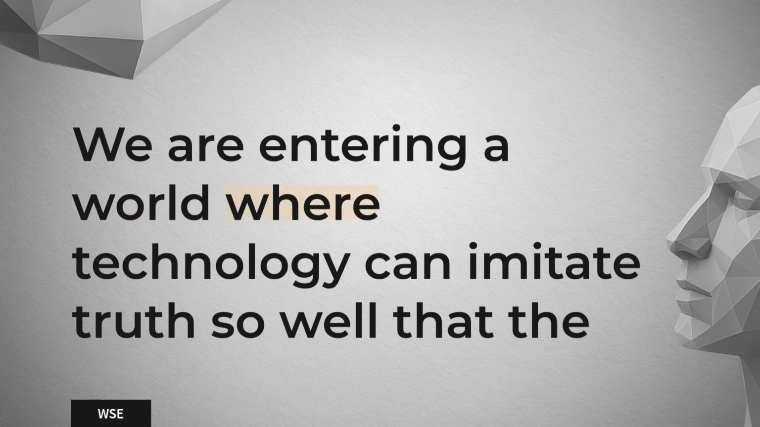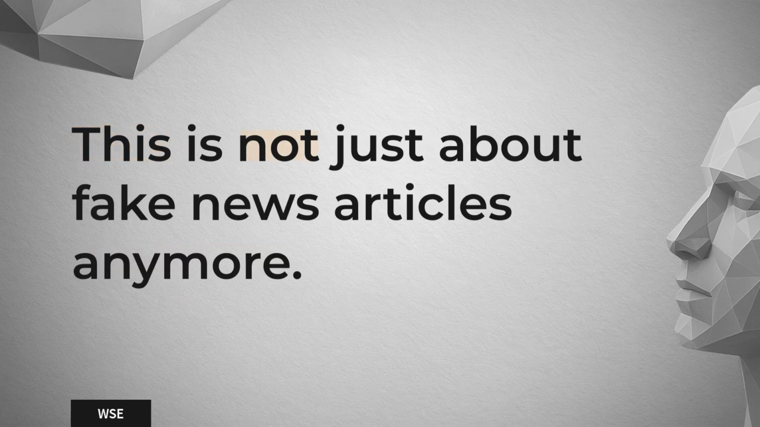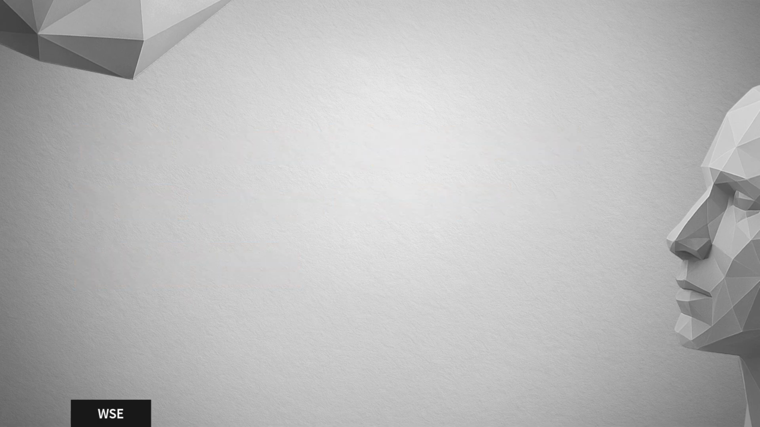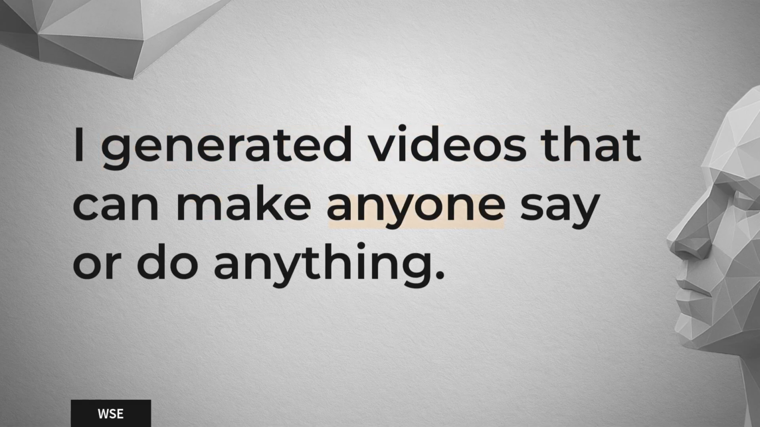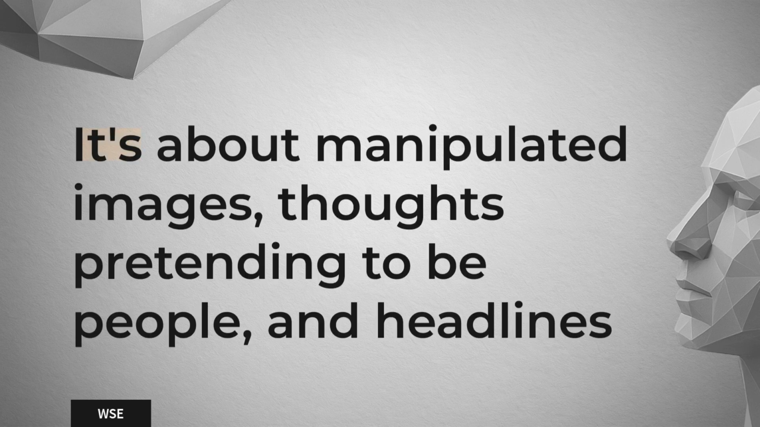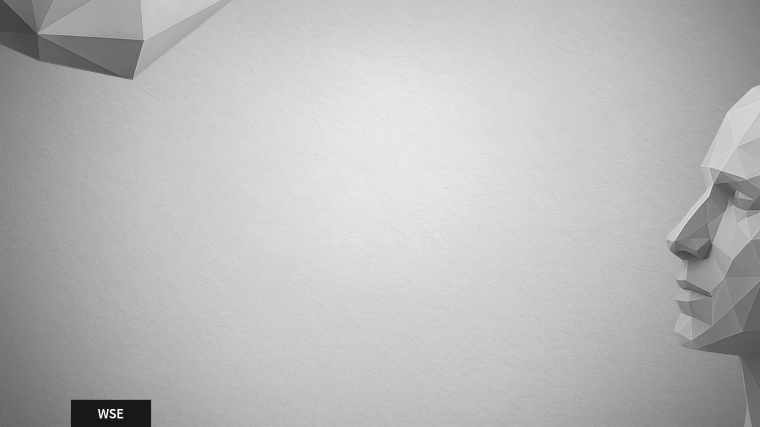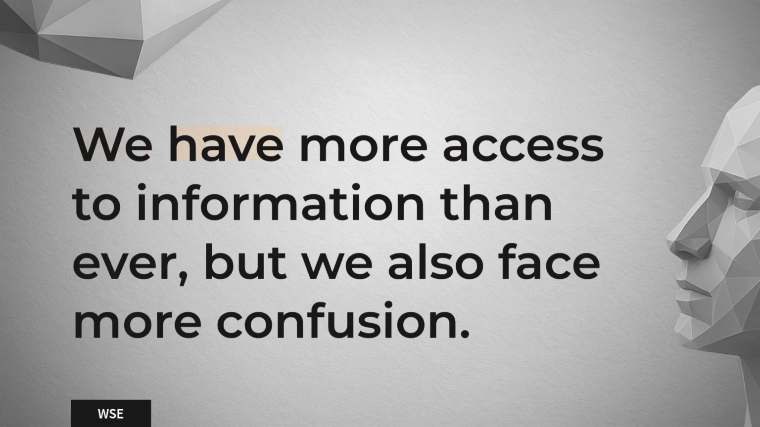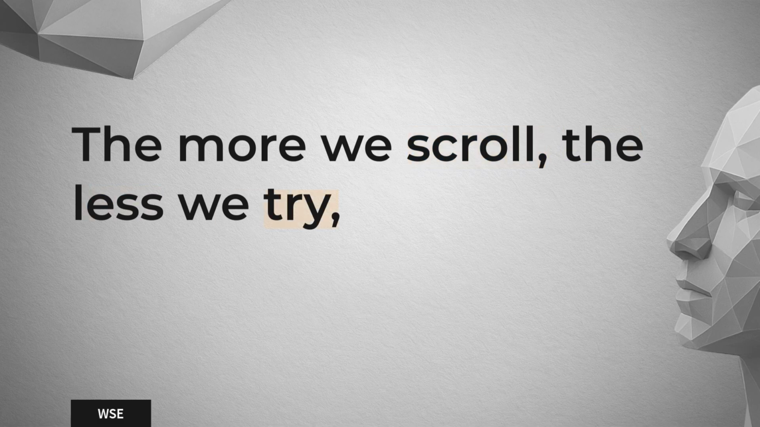We are entering a world where technology can imitate truth so well that the line between real and fake becomes almost invisible. This is not just about fake news articles anymore. This is about deepfakes, AI-generated videos that can make anyone say or do anything. It's about manipulated images, bots pretending to be people, and headlines designed to provoke, not to inform. And here's the paradox. We have more access to information than ever, but we also face more confusion. The more we scroll, the less we trust.